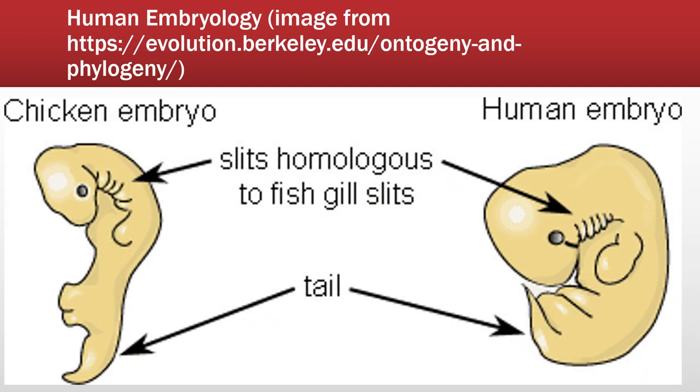Now, the other thing we have is embryology. And I took this from a website, evolution.berkeley.edu, which is associated with UC Berkeley. One of the things it shows is that if you look at a chicken embryo, you'd see these gill slits, and in humans, you have gill slits. Now, some people will say, no, they're not necessarily gill slits, they're other structures.